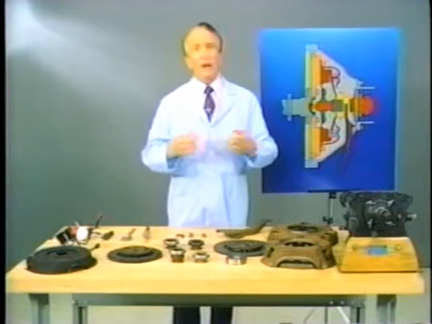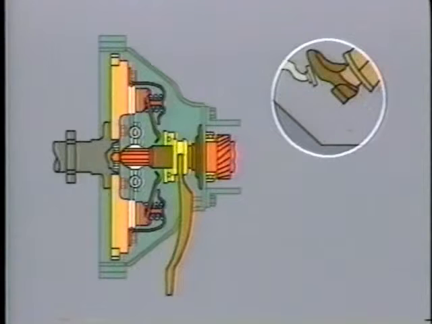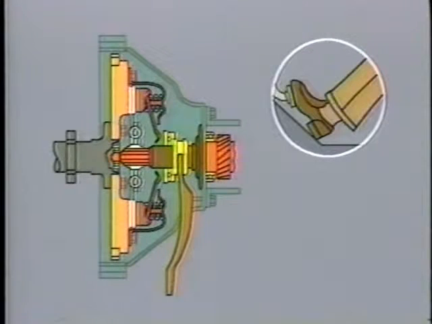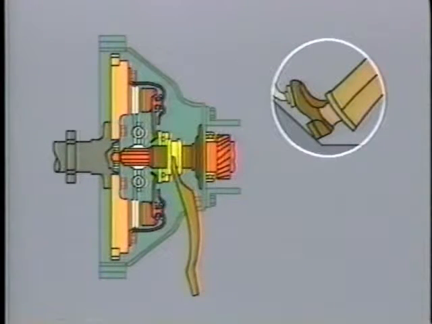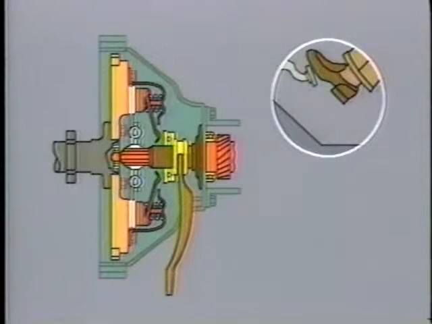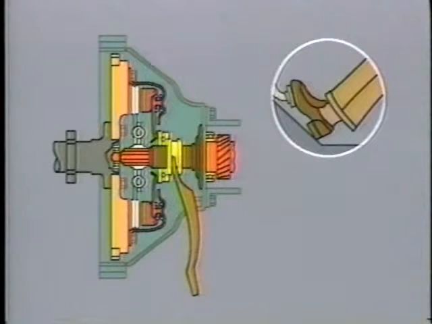The function of a clutch is quite simple: to permit the driver to couple or uncouple the engine and transmission. When the driver depresses the clutch pedal, the clutch is disengaged. The driver can then shift from one gear to another. To engage the clutch, the driver releases the foot pedal.